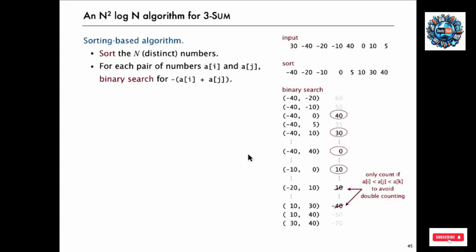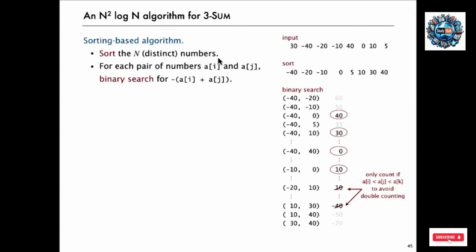All right, so given that fact, we can develop a faster algorithm for 3-sum. It's a sorting-based algorithm. What we're going to do is take the numbers that we have as input and sort them. We'll talk about sorting algorithms next week. And we can get that done in time proportional to n log n, but that's not the main part of the computation.